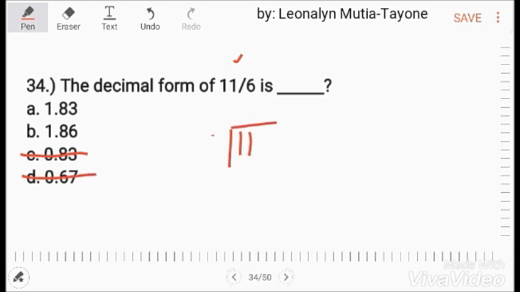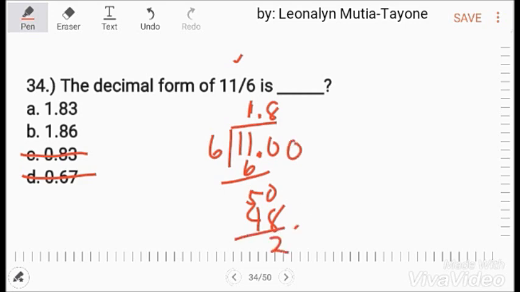So, 11 divided by 6, and this is 1 times 6 is 6. 11 minus 6 is 5. So, mag-bring down decimal ito. Taas mo yan. So, mag-bring down ka ng 0. 50 divided by 6 is 8. So, 8 times 6 is 48.